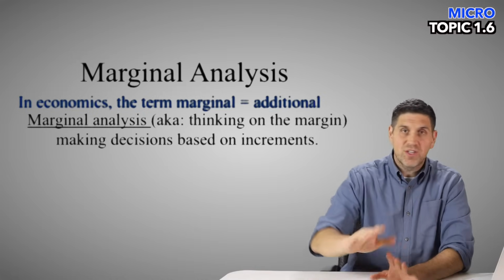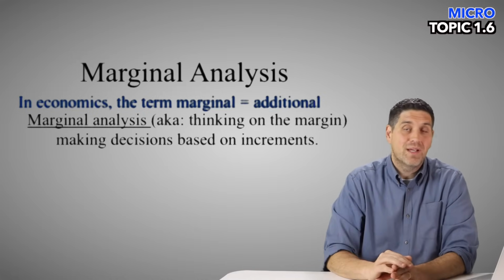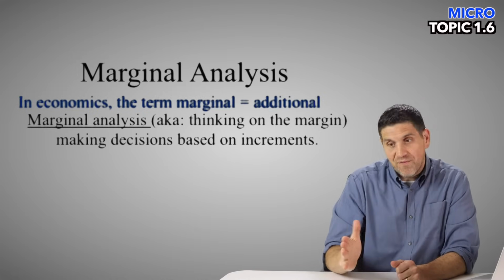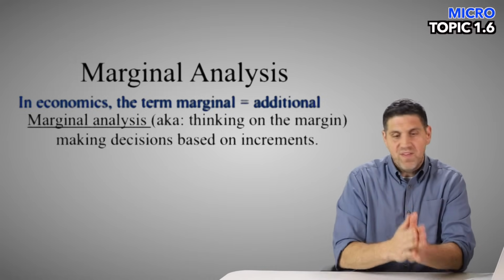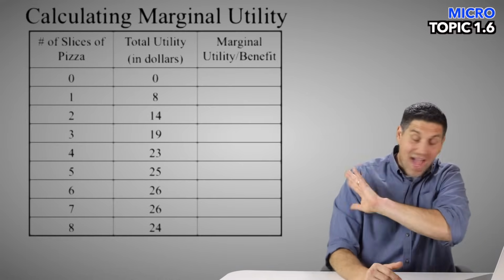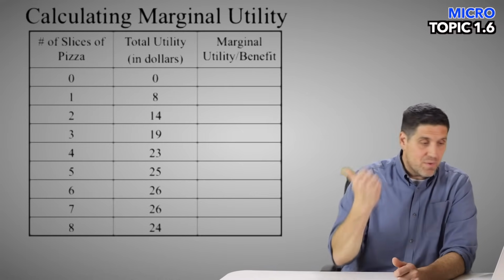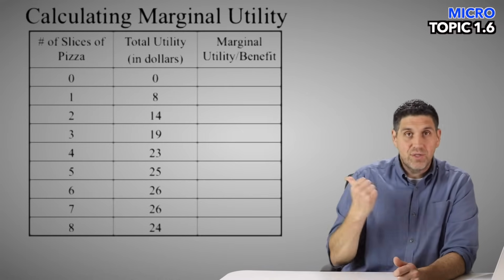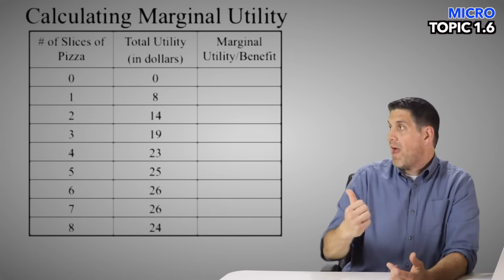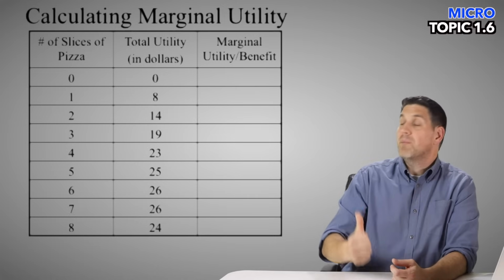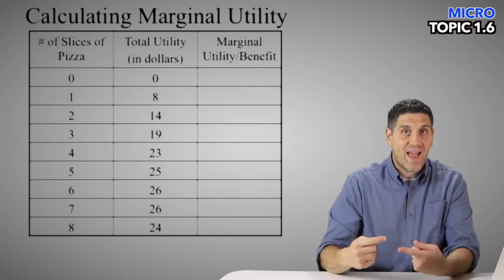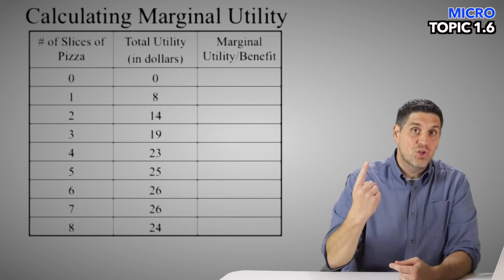And the first thing you have to do, because you have to do it over and over and over again in every one of the units, is calculate marginal benefit or marginal utility or marginal cost when you're given the total benefit, the total utility, and the total cost. And it's not hard at all. Take a look. You've got the number of slices of pizza and the total utility, the total satisfaction you get from having one slice and then two slices and then three slices. All you gotta do is calculate the marginal utility, the additional satisfaction you get from each additional slice of pizza.